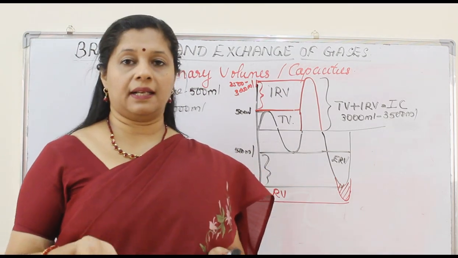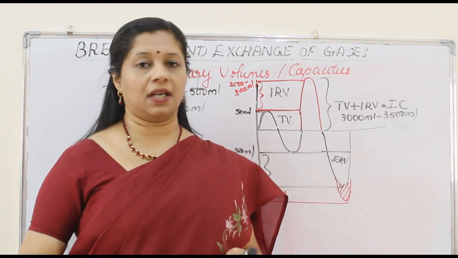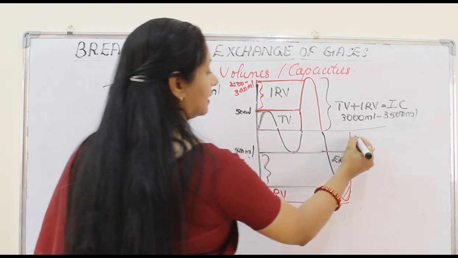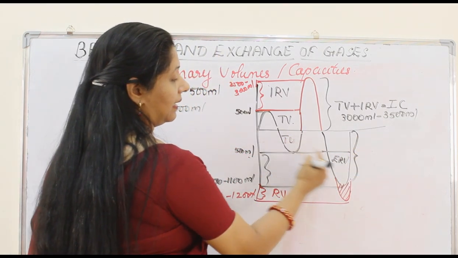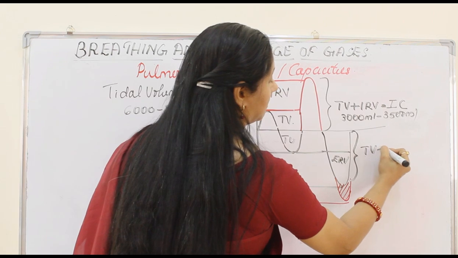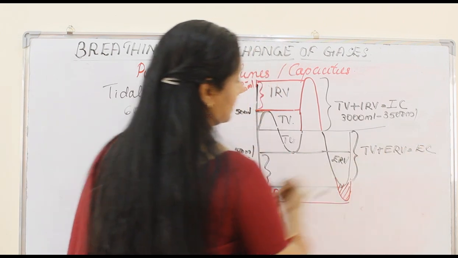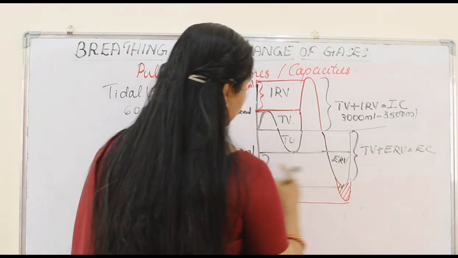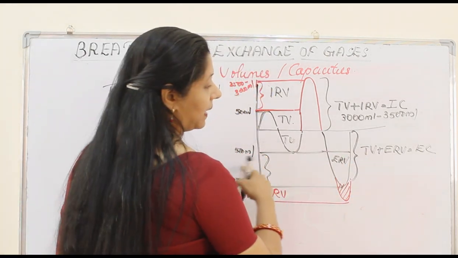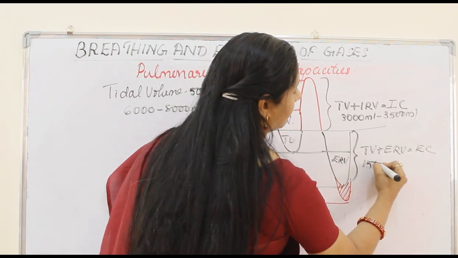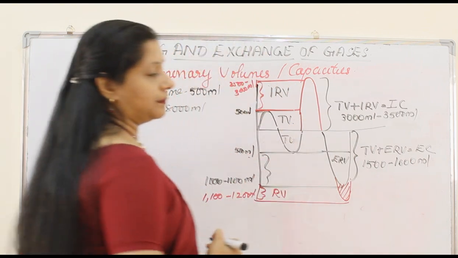After a normal inhalation of 500 ml, what am I giving out? I can give out this tidal volume and the ERV. So tidal volume plus ERV will give me the expiratory capacity. So what will be the value? The expiratory reserve volume was 1000 to 1100, so plus 500, I can write 1500 to 1600 ml will be the value.